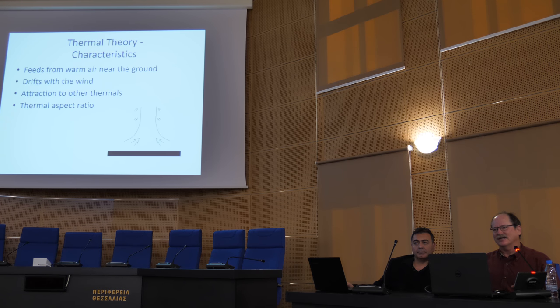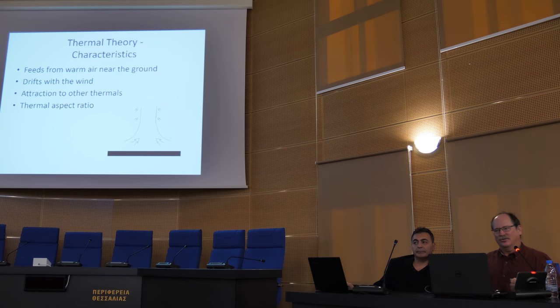Okay, now we're going to get to classic basic thermal 101. Thermals feed from warm air near the ground. The sun warms up the ground, which warms up the air. Thermals drift with the wind. They're not attached to the ground somewhere. They drift along with the wind. When you get two thermals that start off near each other, they tend to want to merge together. So thermals are attracted to each other, and they mate. Yes, and they make big thermals.